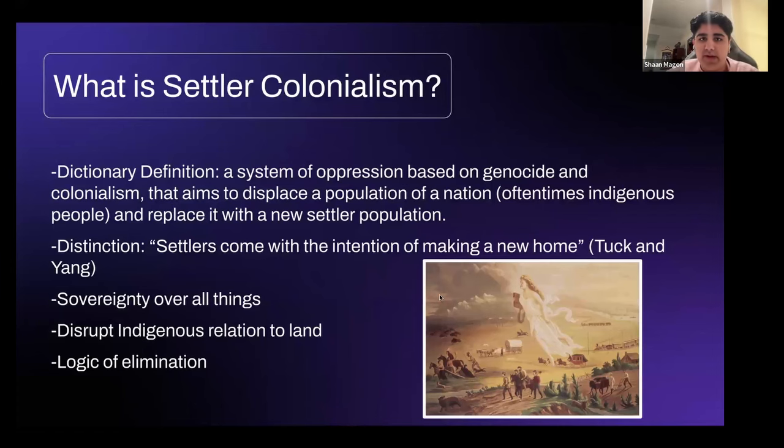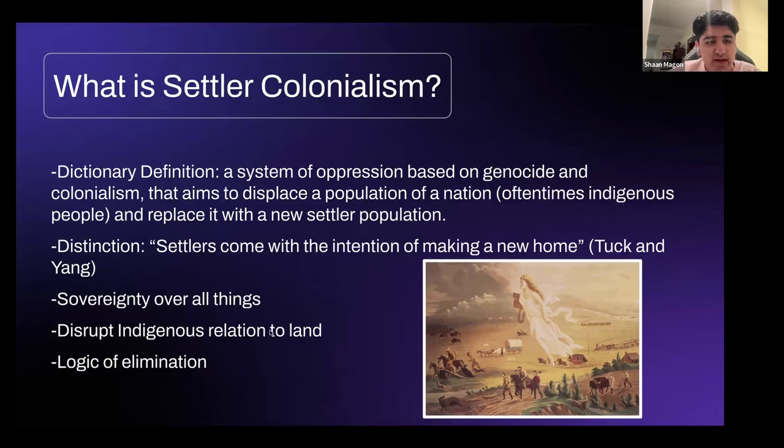So, I'm going to start with what is settler colonialism. The dictionary definition is that it's a system of oppression based on genocide and colonialism that aims to displace the population of a nation, oftentimes indigenous people, and replace it with a new settler population. This is a whole lot of words, but the main distinction is that settler colonialism, as Tuck and Yang define it, comes with an intention of making a new home. As opposed to other things that might be based off of resource extraction or getting labor, etc., settler colonialism relies on the idea that people are going to have sovereignty over everything in the new land, and they're going to make it their new home.